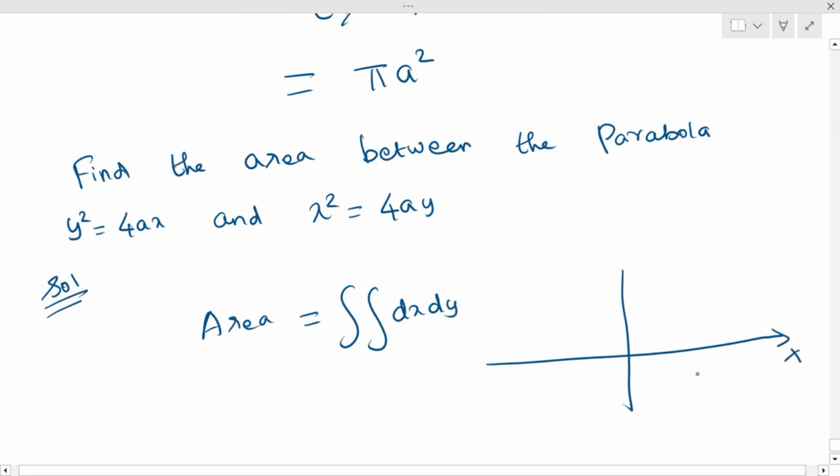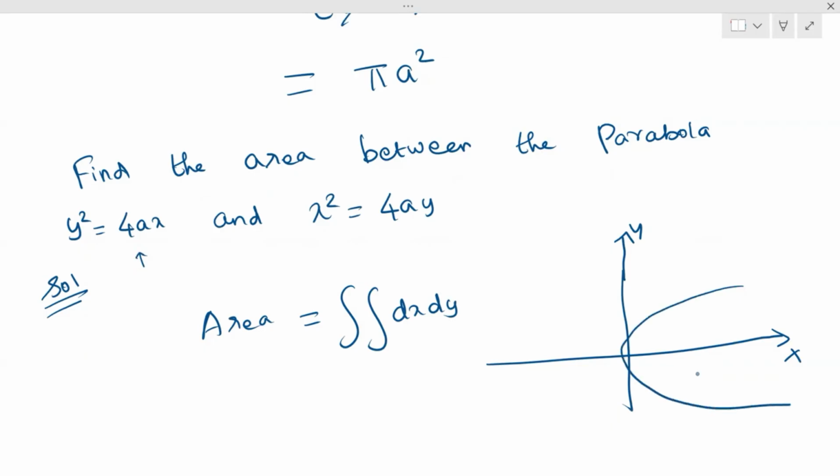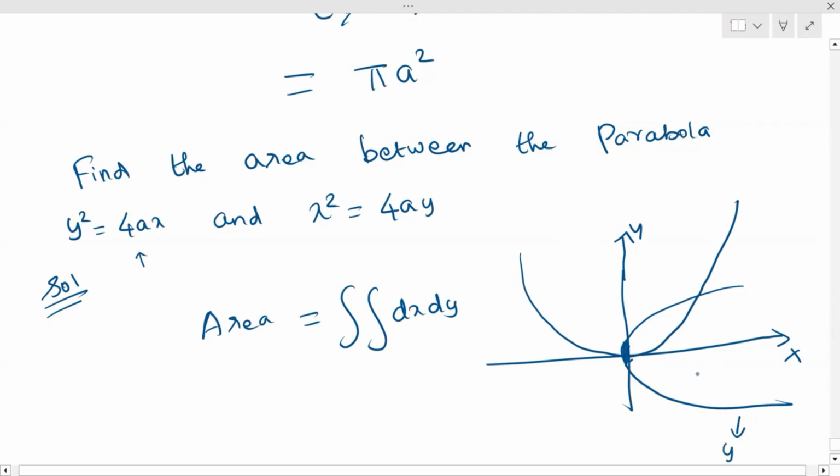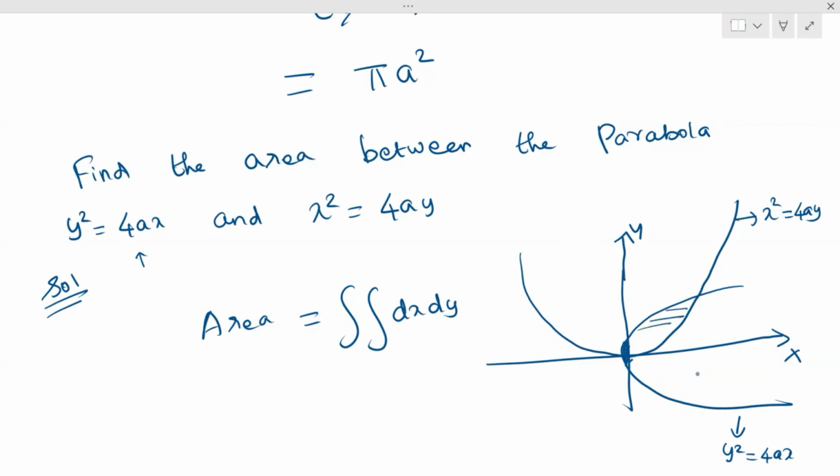Now we should draw the diagram. We need the diagram to find the region and the limits. The first parabola is y square equal to 4ax, which looks like this. And x square equal to 4ay. So this is the parabola y square equal to 4ax, and this is the parabola x square equal to 4ay. The area between the parabolas is our region.